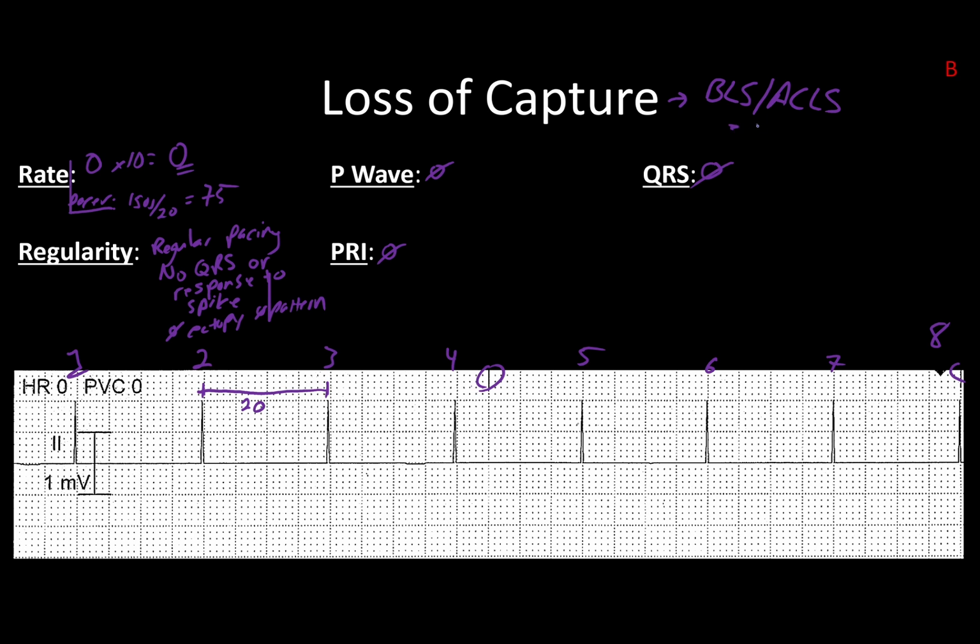Compressions are going to be your big move. And probably temp pacing is what's going to be needed. So look at those as being your two big things that most likely are going to be necessary. Just to remind you what the causes of loss of capture like this could be.